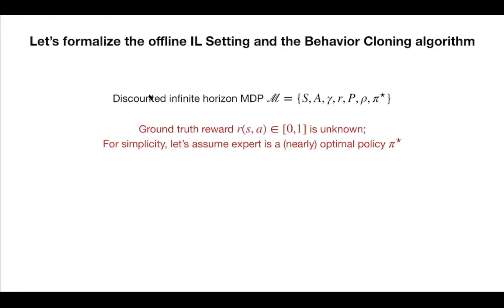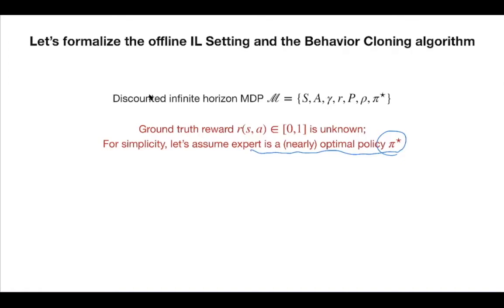Okay, so your learning algorithm is not able to access it. Like you don't know the analytical form of the reward function, and you don't even see the reward signal. Right? And now let's assume that we have an expert that is almost the optimal policy. This is just for simplicity, for our analysis simplicity. We don't have to assume the expert policy is the optimal one. It could be a near optimal one, right?